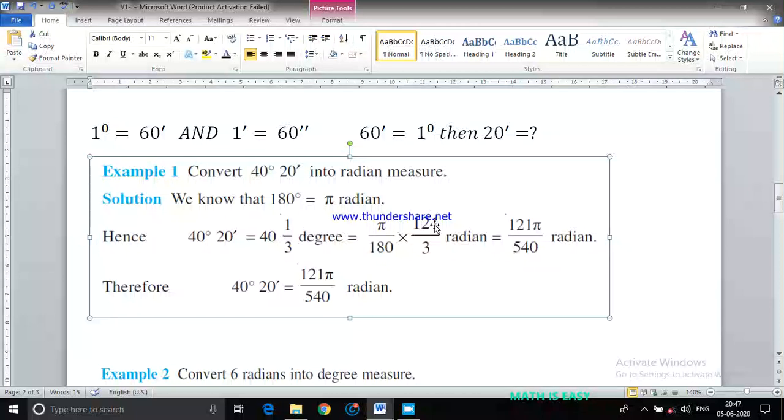So this will come 121 upon 3. If any cancellations are there, you can cancel them. Otherwise, you can keep as it is. 121 into pi is 121 pi. 3 into 180 is 540 radians. Okay. So 40 degrees 20 minutes will be equal to 121 pi upon 540 radians.